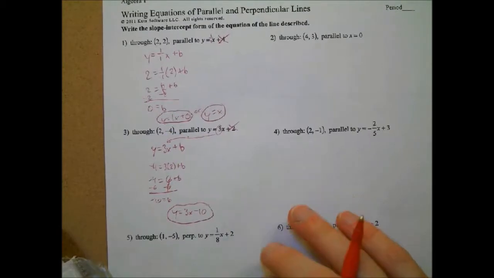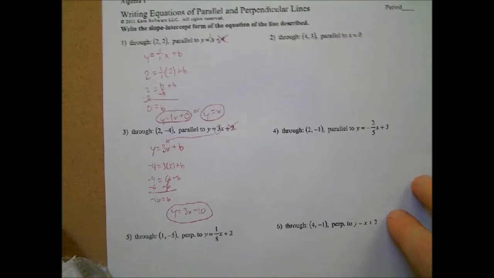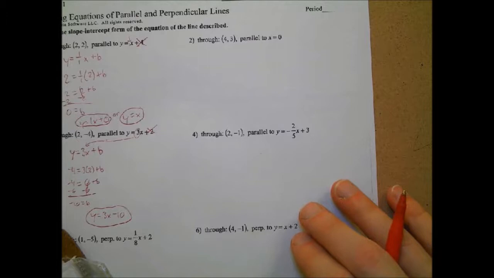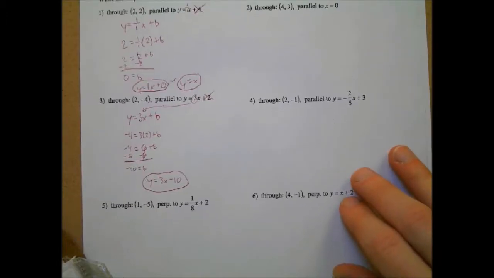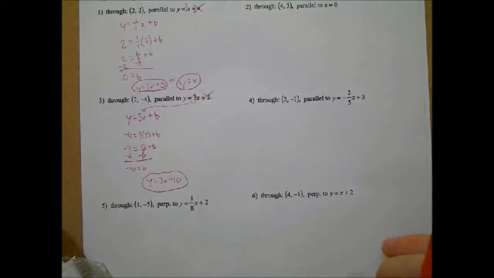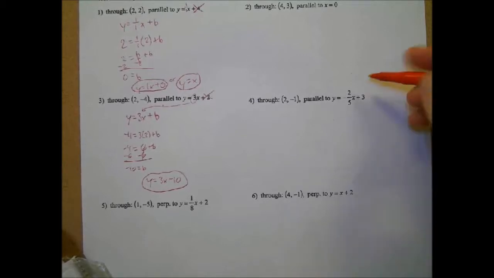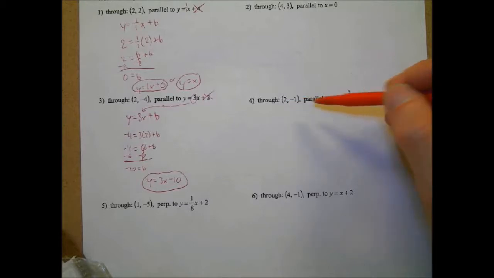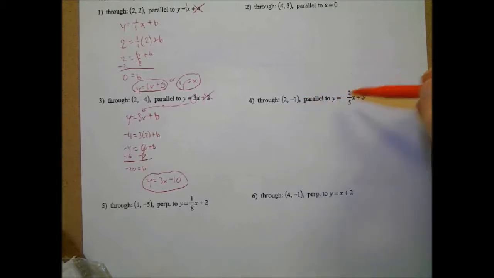Let's try one more here together. All right, so number 4. Okay, let's go to Catherine. Catherine, what will the slope of our line have to be? If we want our line to go through the point 2, negative 1, and we want our line to be parallel to y equals 2/5 x plus 3, what must the slope of our line be?